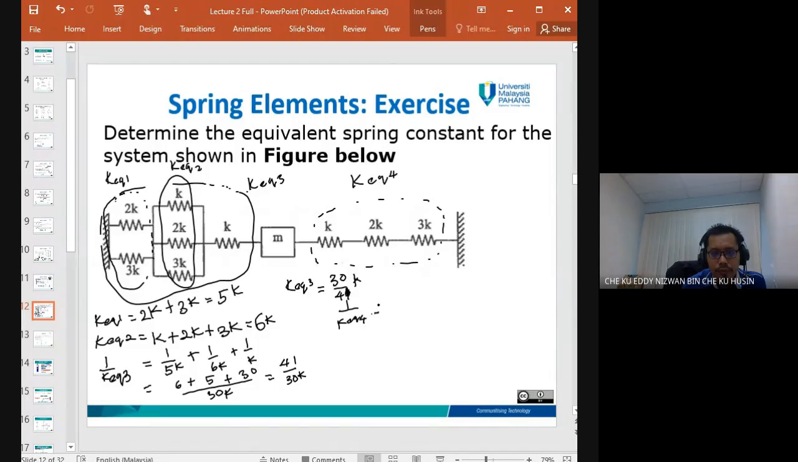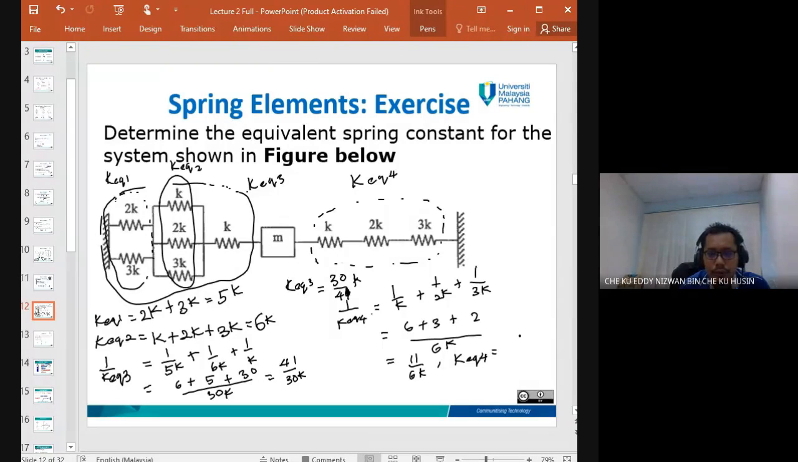So 1 over K equivalent 4 is equal to 1 over K plus 1 over 2K plus 1 over 3K, which is equal to 6 plus 3 plus 2, which is 11 over 6K. So K equivalent 4 is equal to 6 over 11K.